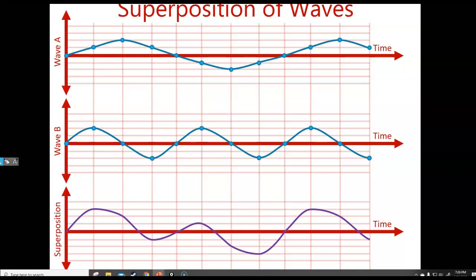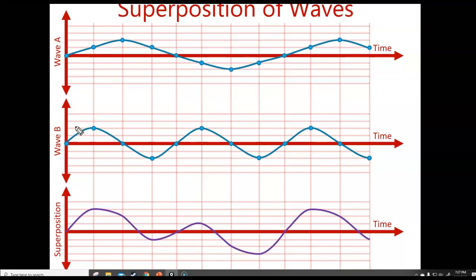Let's say you have two waves, wave A and wave B, and let's say they occupy the same point in space. Somehow they meet up in whatever way. It could be electromagnetic waves crossing paths. It could be water waves colliding with each other. It doesn't matter. So we have wave A and wave B, and superposition says that when they occupy the same point in space, their displacements add together.